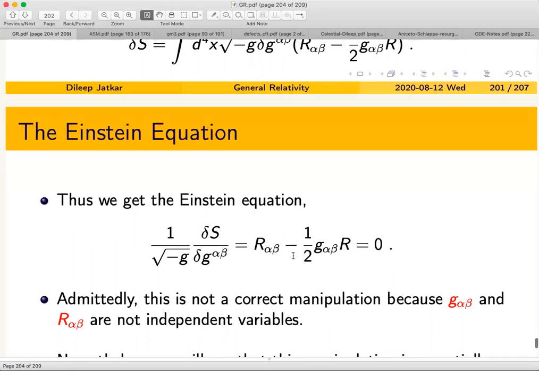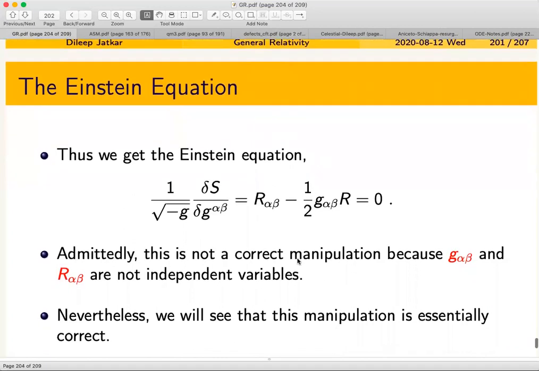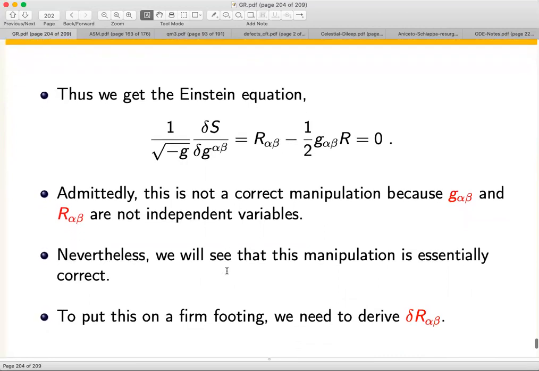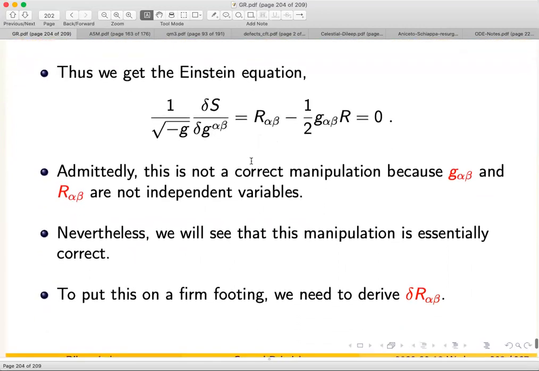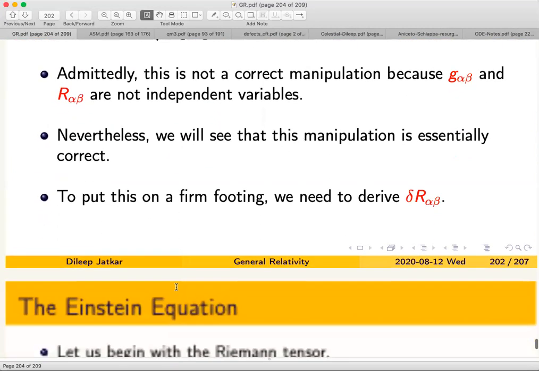Okay. So of course, as I said, this is not the correct manipulation, but we will see that it's actually not wrong either. This manipulation is essentially going to be correct. By that I mean the following thing: that we actually should vary R alpha beta. So we should not set delta R alpha beta equal to 0. We should actually evaluate what it is. But that is not going to affect this result. That is the claim. So let's put this on a little more firm footing by actually studying the variation of R alpha beta.